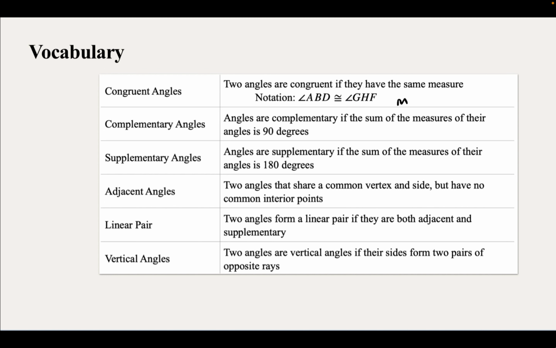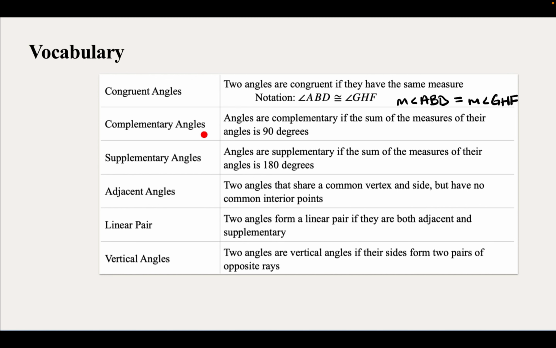If we were talking about their measures, if I wanted to say the measures are equal, I would say the measure of angle ABD with the M is equal to the measure of angle GHF. So notice the difference between naming the angles in terms of their congruence and naming them in terms of their equality.